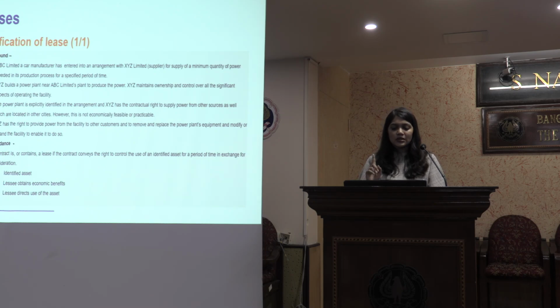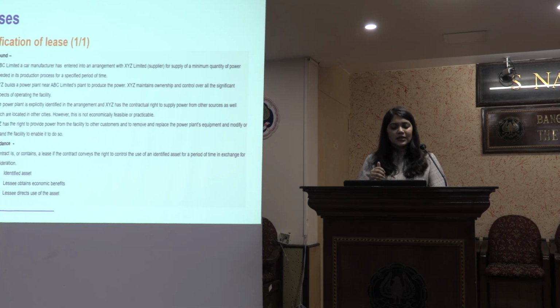One is the identified asset. There should be a particular asset identified in the agreement, then only it can be a lease agreement. If the lessor has the right to substitute the asset with any other asset without taking the permission of the lessee or without any reason, then that is not an identified asset and that would not be a lease contract, then that would be a service contract.